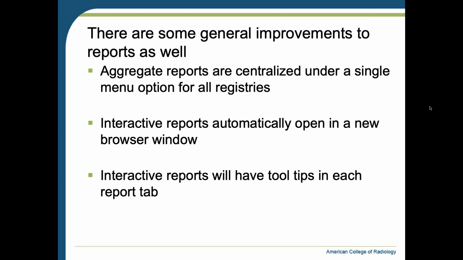Okay, as I go through demonstrating these, you'll see some other improvements that are being made in general. The first big one is that aggregate reports are now going to be centralized into a single menu option across all registries. So rather than having to go find your executive summary or quarterly report for CTC in that registry and then do the same thing for grid by looking in that registry, there'll be a single aggregate reports menu.